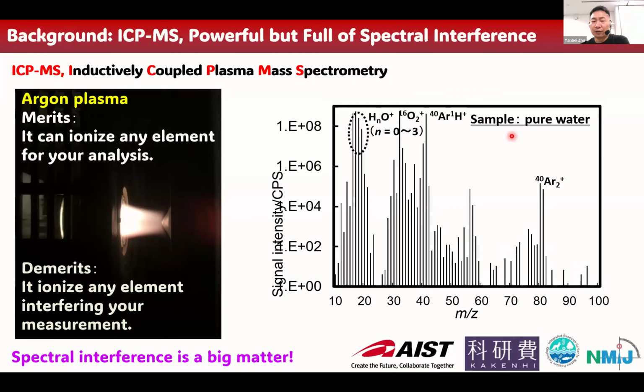Here is an example where we only introduce pure water. If we collect the signal intensity from mass to charge ratio 10 to 100, you see very, very strong signal intensity for many ions. So spectral interference is a big matter for determination of elements by ICP-MS.